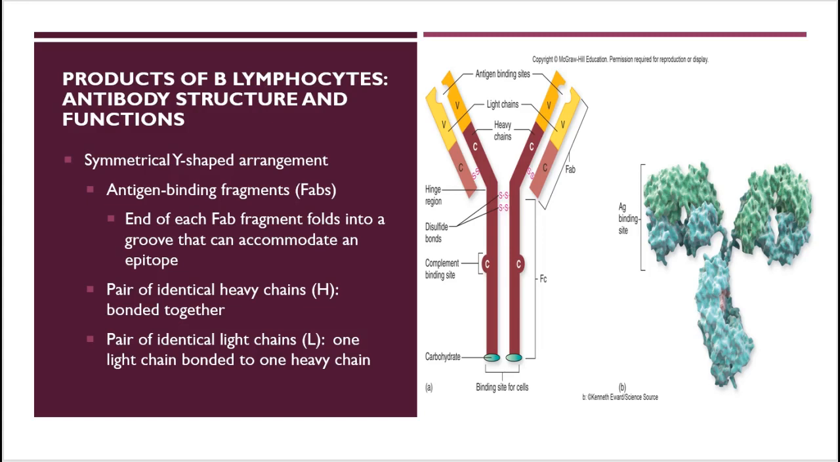Those antigen binding sites are going to be very specific to that single antigen that antibody recognizes. You can also see at the end of the heavy chain what's labeled the binding site for cells. That is the location or the site that the antibody is going to bind to the B cell on its cell membrane.